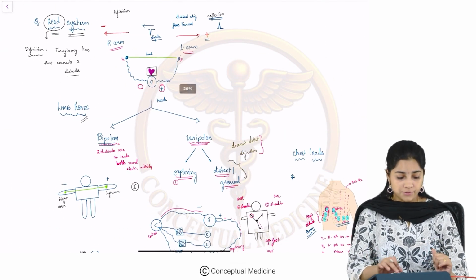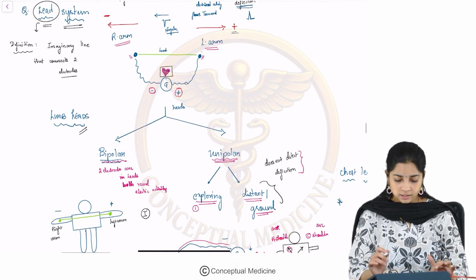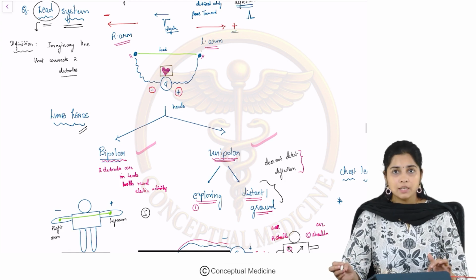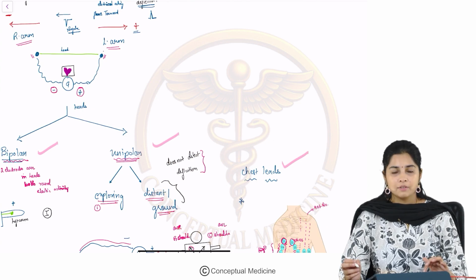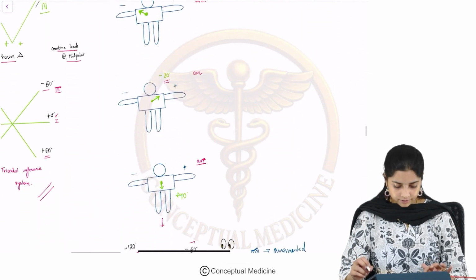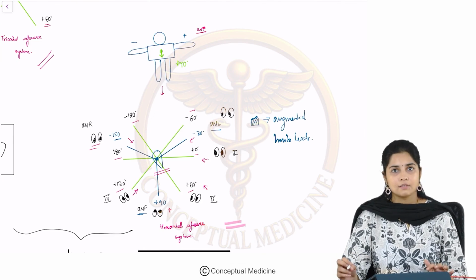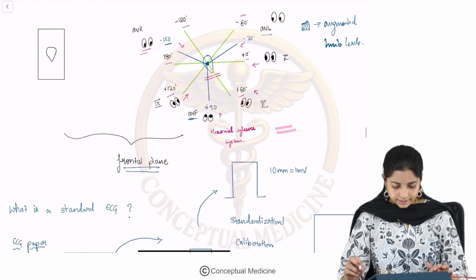We have understood what is a lead system, how do we construct a lead, what are bipolar limb leads, what are unipolar limb leads, and how do you construct a chest lead. So, we have understood what is a triaxial and a hexaxial reference system. So, this is your hexaxial reference system. Okay. So, till here understood. Now, let us move on to the next question.